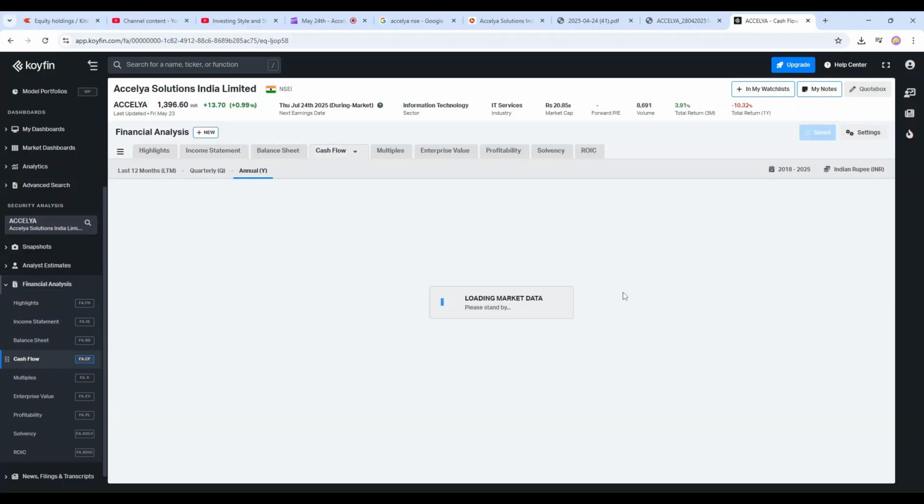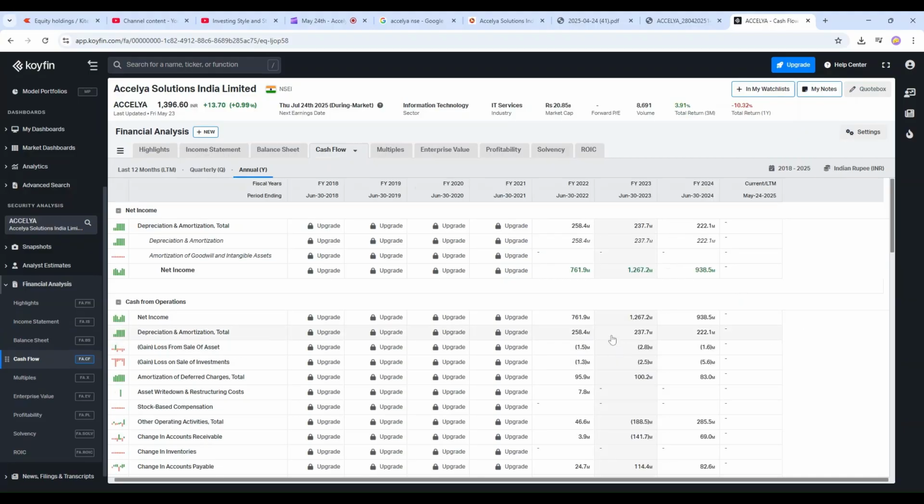Now let's check the cash flow. They have their net income. See, we don't have cash flow for this current financial year here. It will only come after the next quarter report comes out.